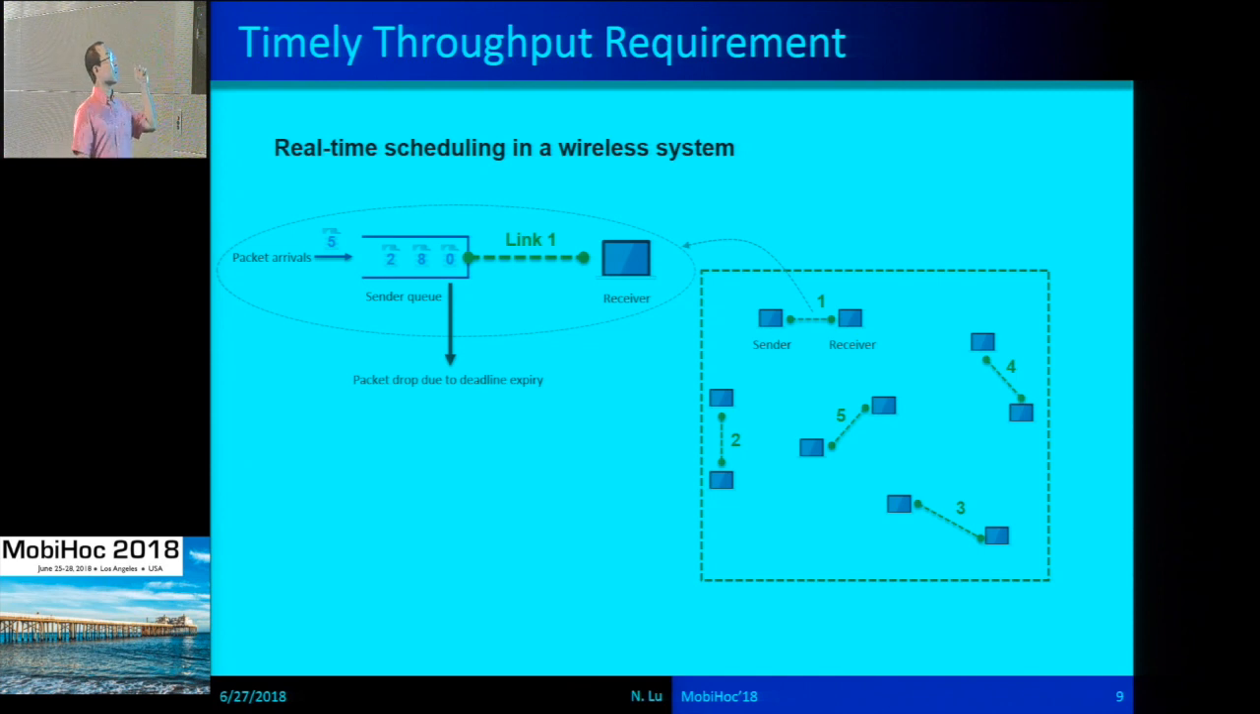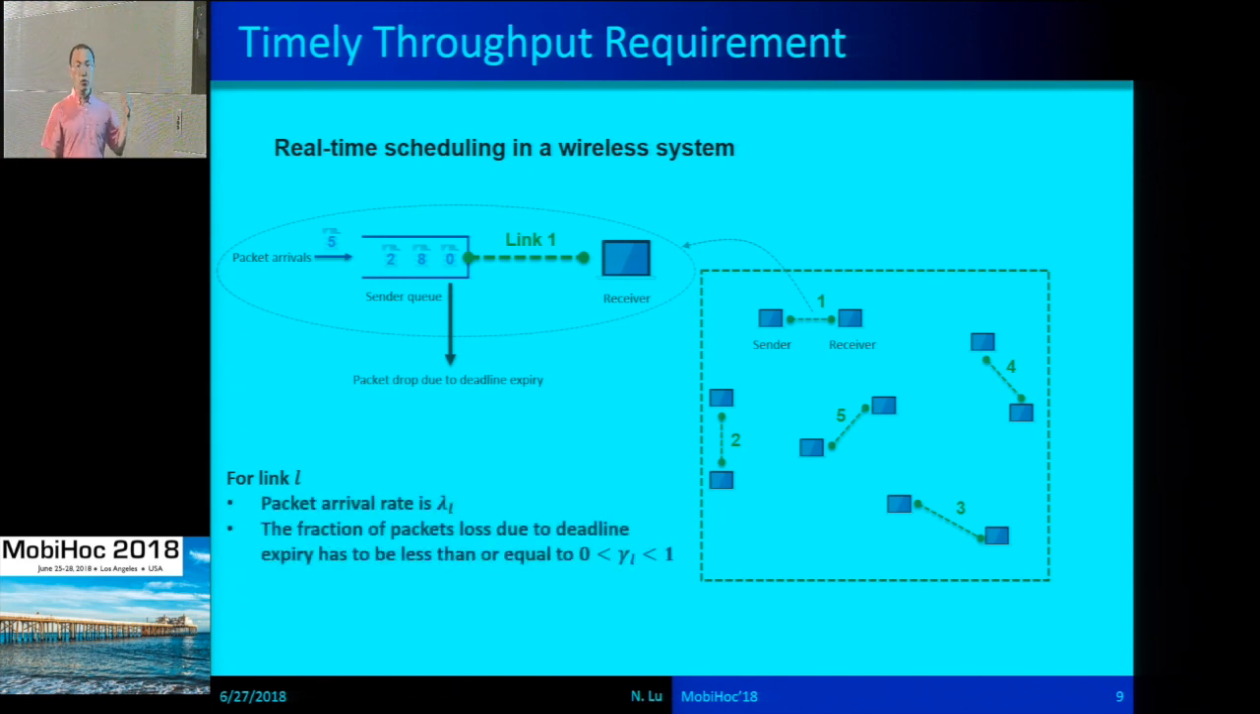The packets arrive at the sender queue, and each is associated with a deadline. The packet has to be delivered before the deadline, otherwise it will be dropped. So for every link L, the arrival rate is lambda L, and the fractional packet loss due to deadline expiry is required to be less than or equal to some percentage gamma L.